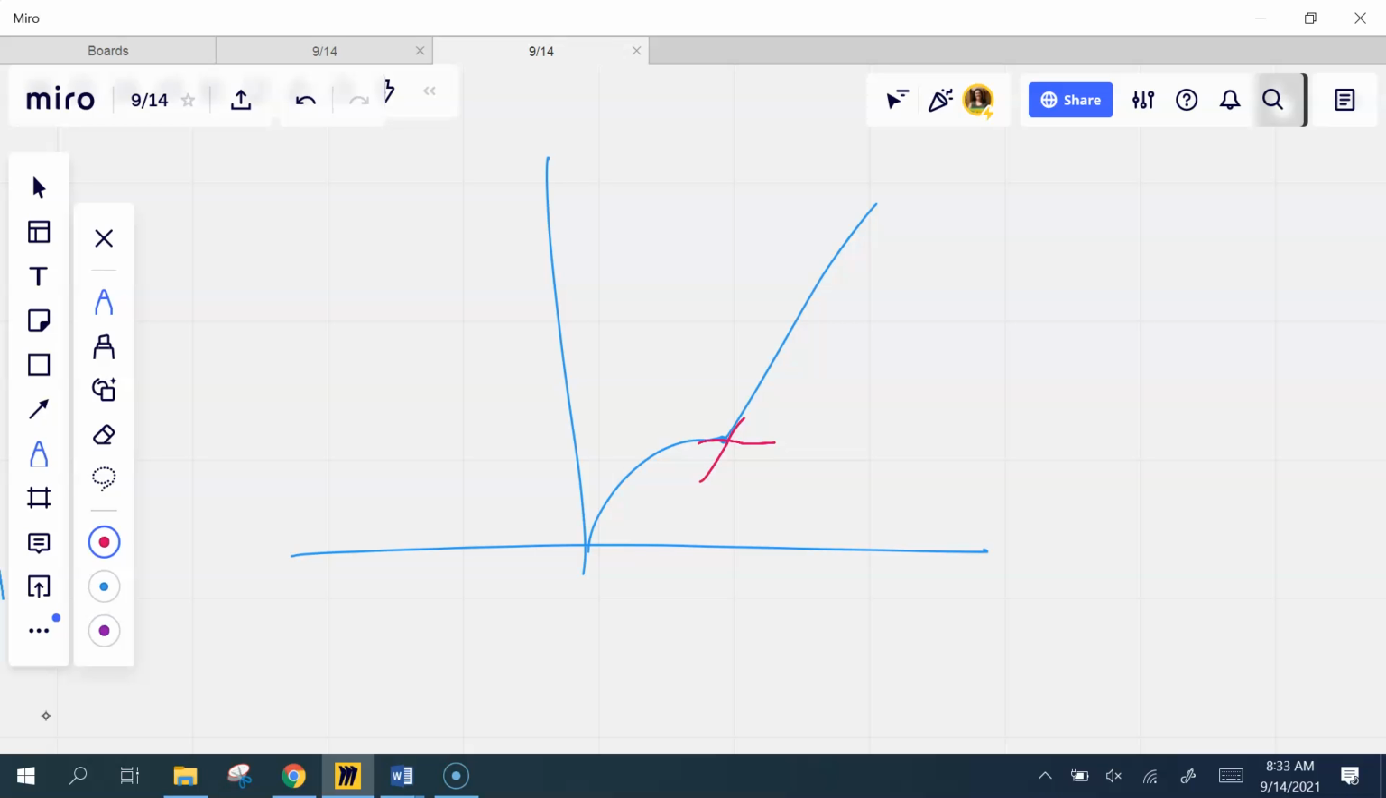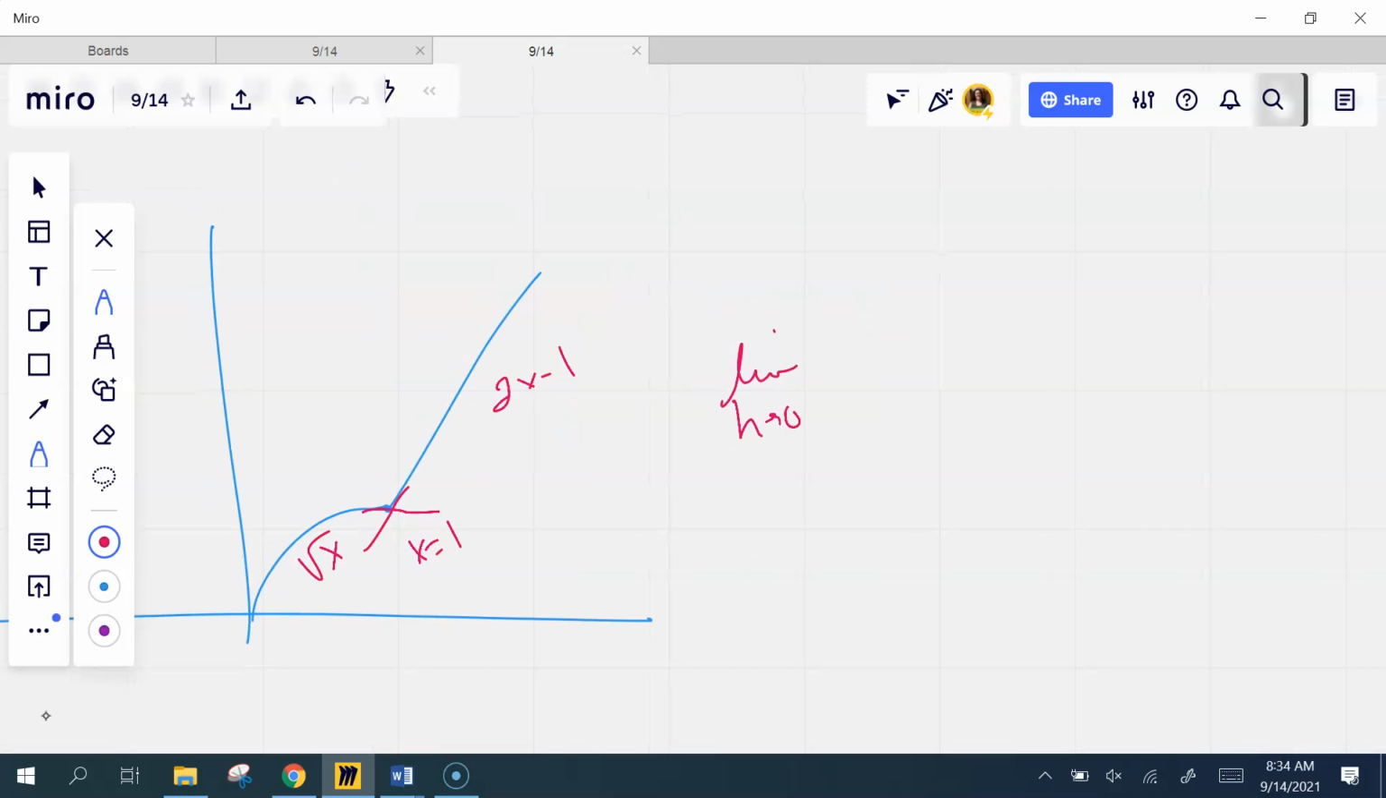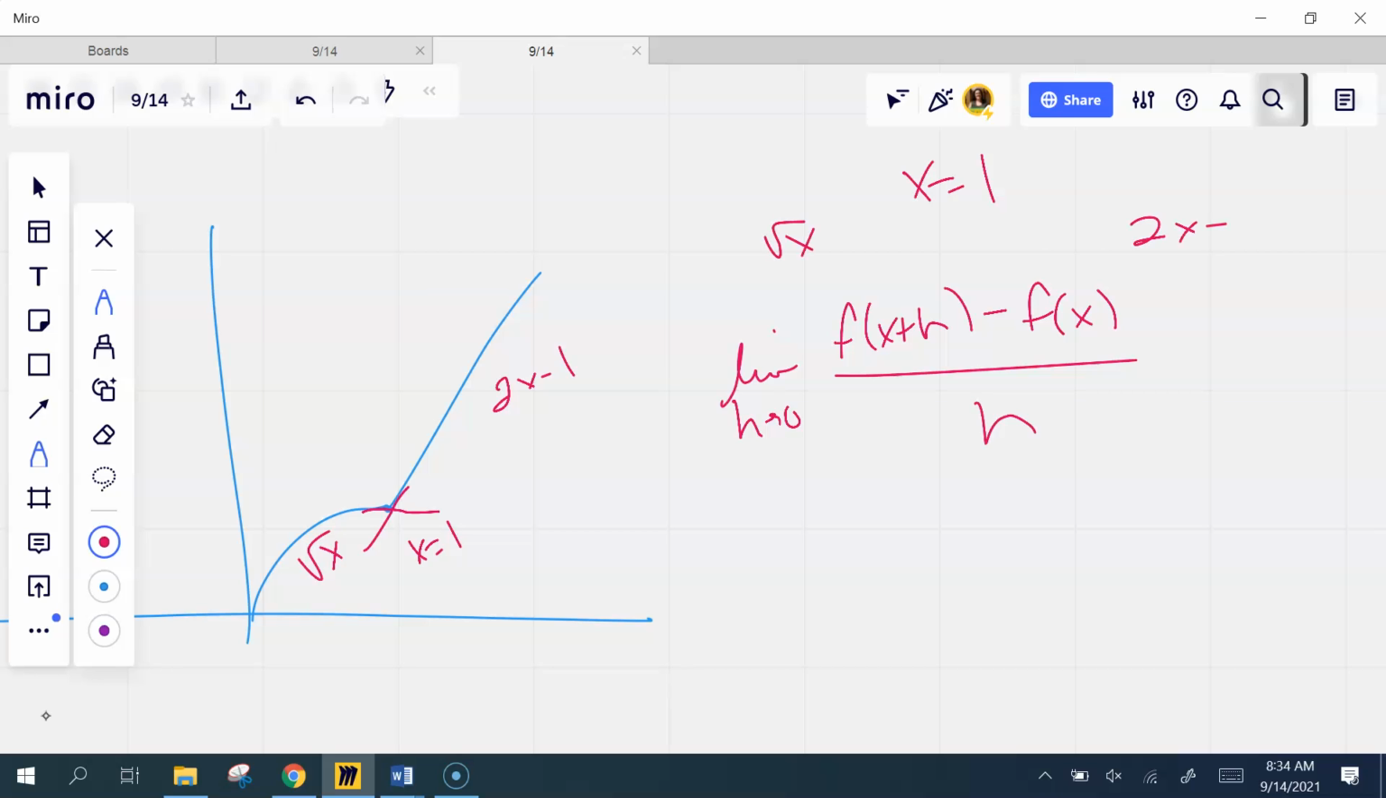And it worked out, but I didn't see it proven. Okay. So this is square root of x, and this is 2x minus 1. So you did the limit as h goes to 0 of each one at x equals 1. I guess that's technically the algebraic way to justify it. And then you're going to realize the slopes are not the same. So f of x plus h minus f of x over h. I'm going to do it at x equals 1 for the square root of x and for 2x minus 1. That's where the point P is. The point P is 1, 1.